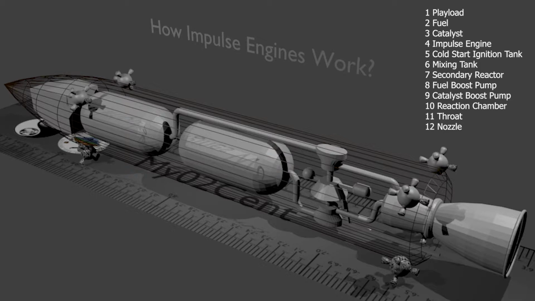The fourth part is the impulse drive / engine, comprised of several interdependent components. These components are cold start ignition tank, mixing tank, secondary reactor, fuel boost pump, catalyst boost pump, reaction chamber, throat, and nozzle.